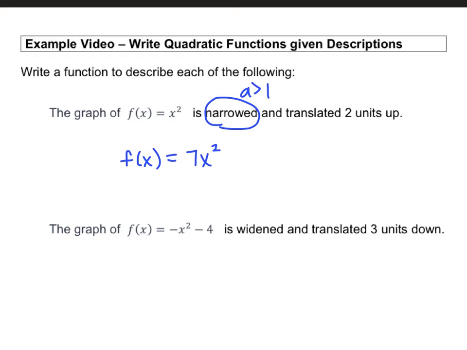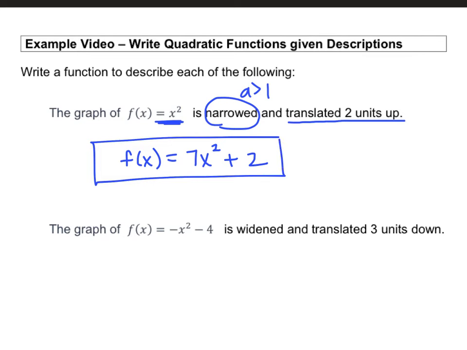When you guys get to this on the homework, you might choose a 2x squared, a 3x squared, a 3.5x squared. Anything that's bigger than 1 is going to narrow from what we were given, which is just the x squared. This part, however, we can only write one way. Translated 2 units up. That's going to be that c value on the end. If we're going up, we're going to add, because it's going to go up with addition 2. And now we wrote a new function that is more narrow and translated 2 units up from the one we were given.